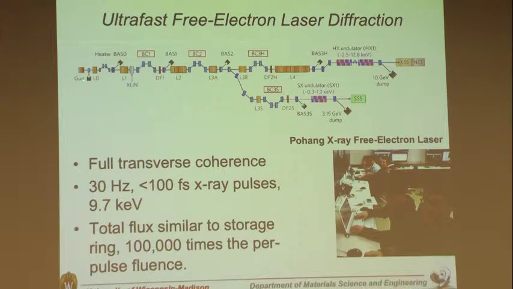And this is what the FEL looks like, and you sit down here, right? It has a 10 GeV electron beam. It makes, in this case, 9.7 kilovolt X-ray pulses. They're below 100 femtoseconds, something like 50 femtoseconds, with a rep rate of 30 hertz. So it's going tick, tick, tick, tick. We have a total flux about equal to the storage ring, and you just remember that you can do almost everything you do at the APS as long as you can live with 30 hertz. So it's really a beautiful machine.